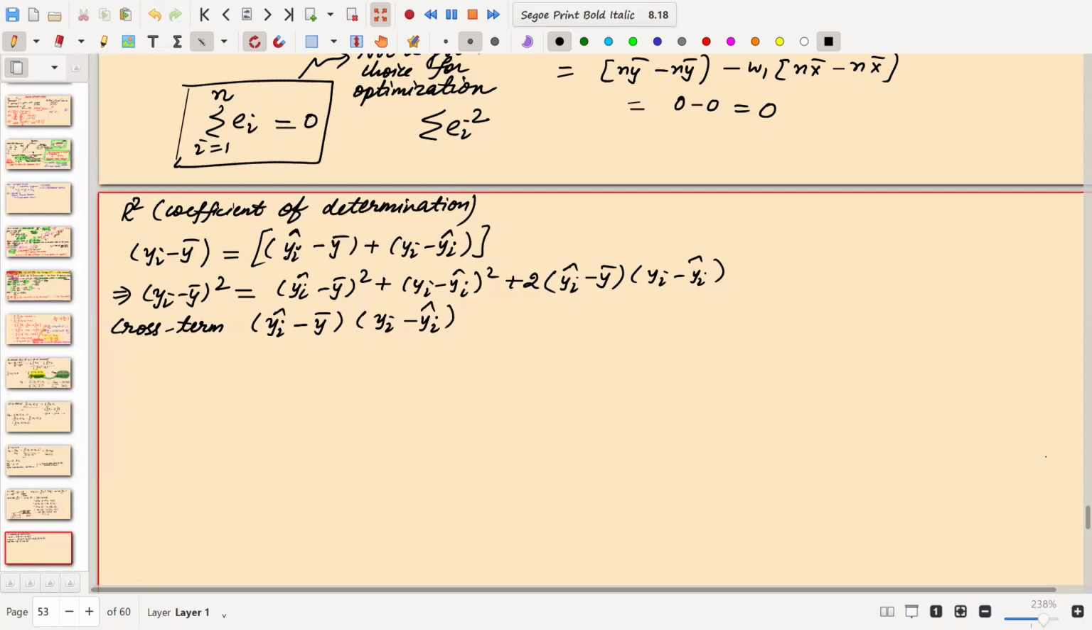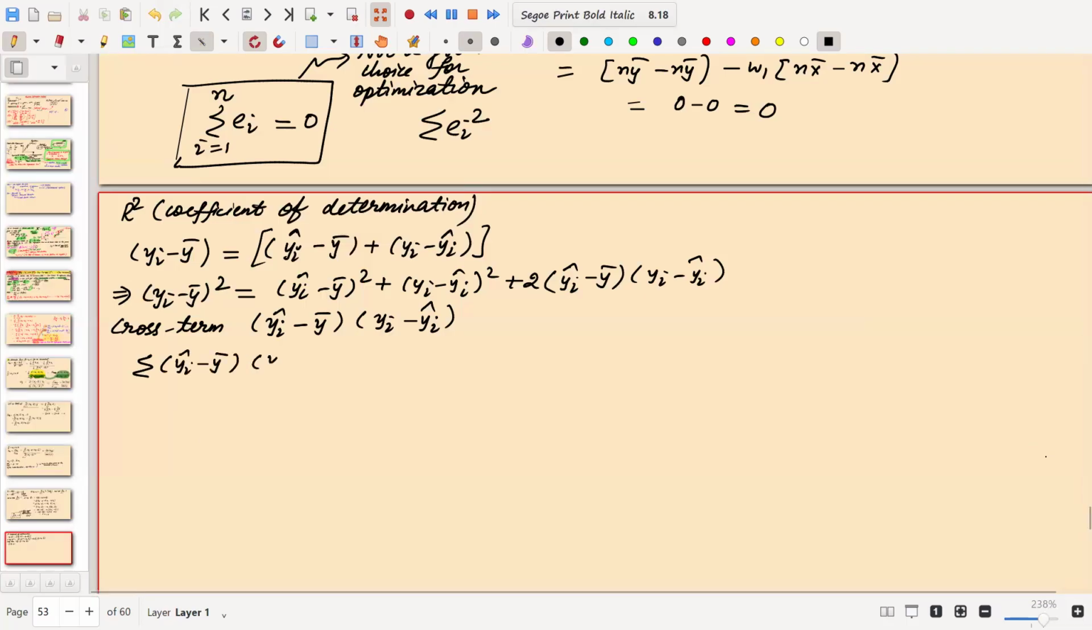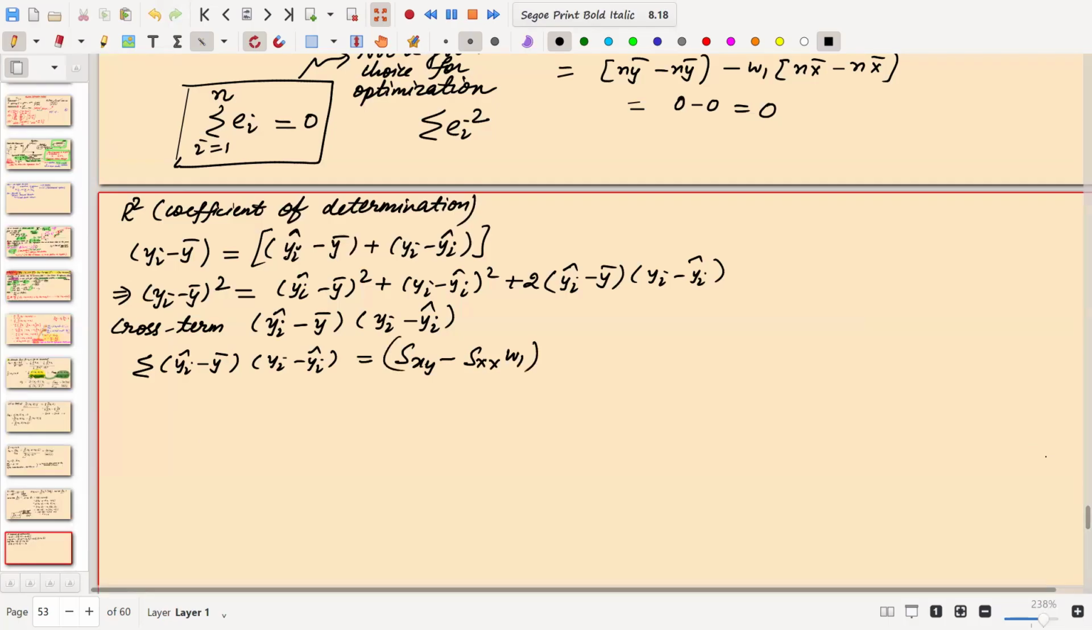Only then you will see very nicely that a very good relation will pop up. Can you tell me? So can you come to a conclusion that the summation of (yi cap minus y bar) into (yi minus yi cap) is equal to sxy minus sxx times w1, times w? Can you come to this conclusion? Try this. I'll give you 5 minutes.